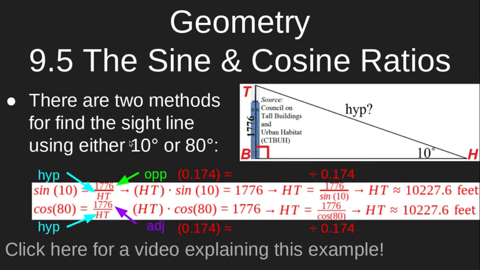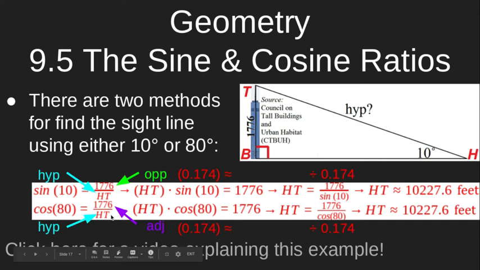There's two methods then. If I use the angle of elevation, I'm going to use sine because 10 degrees is on the right. The height of the building in the triangle is 1776 on the left. So I want to use sine, put the opposite over the hypotenuse. I don't know the hypotenuse. I'm going to do some algebra to figure that out in a second here. If I use 80 degrees, now the opposite is BH, and 1776 is the adjacent. So I'm going to put that adjacent number, 1776, over the hypotenuse.